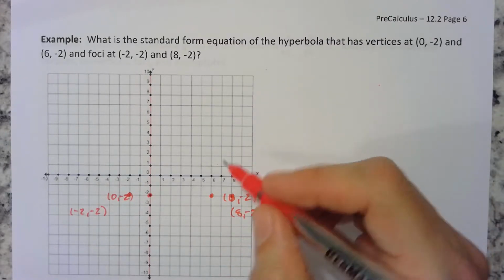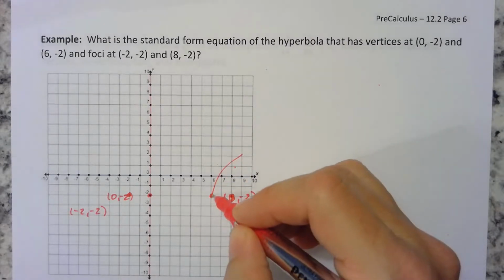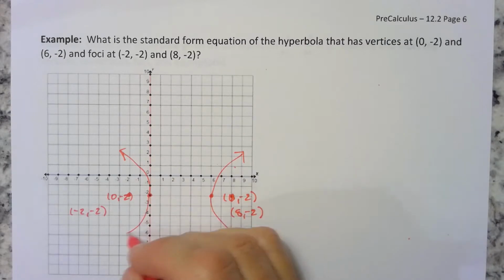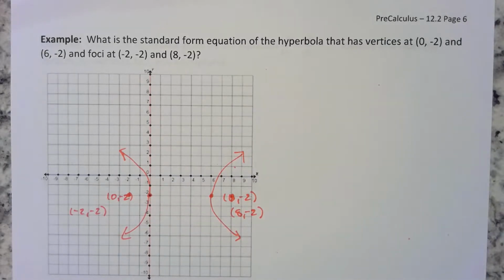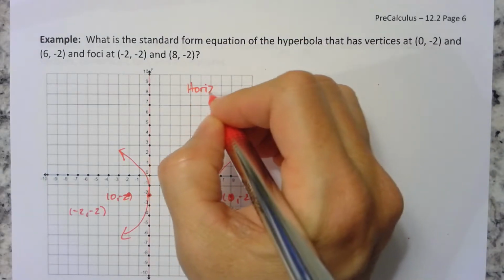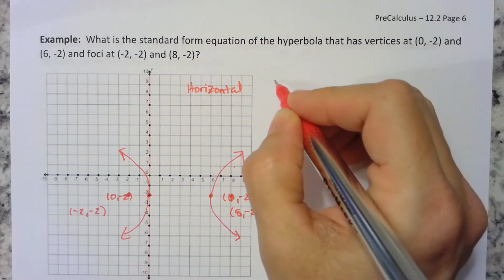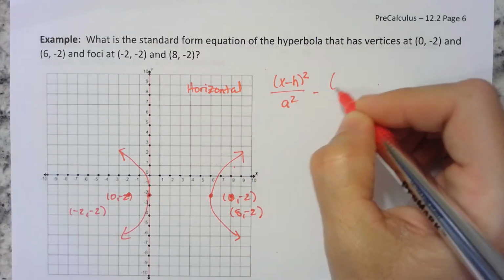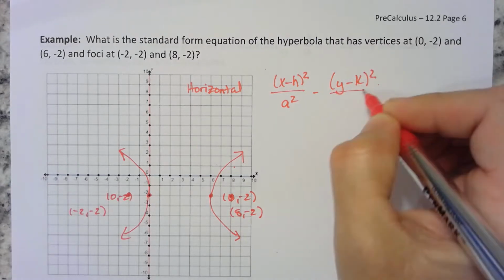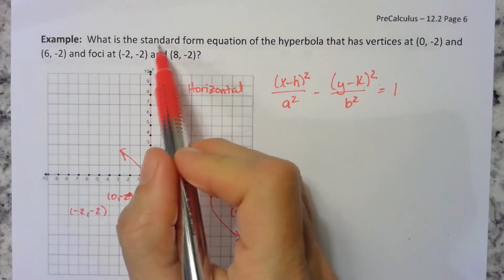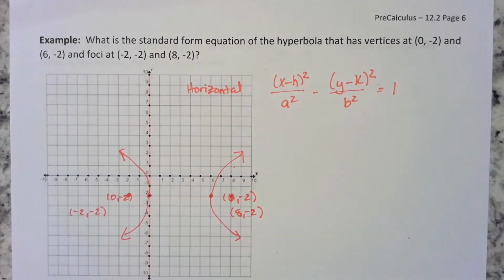Alright, so we can see here that our hyperbola is going to be horizontal. That tells us that our x is going to go first. So we're going to use (x minus h) squared over a squared minus (y minus k) squared over b squared equals 1. That's what we're shooting for because they want the standard form equation.